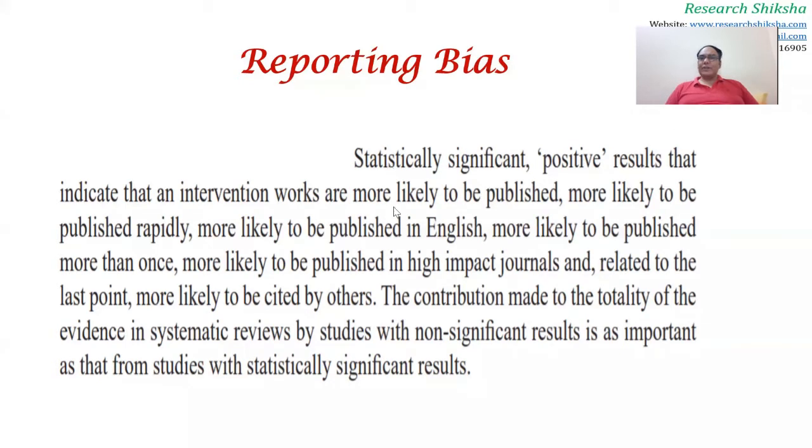If you read these statements, this statement I took from a book, The Reporting Bias Through Intervention by Cochrane, and I will also share this book with you. So now read the line. Statistically significant positive results that indicate an intervention works are more likely to be published, more likely to be published rapidly, more likely to be published in English, more likely to be published more than once, more likely to be published in high impact journals, and related to the last point, more likely to be cited by others.